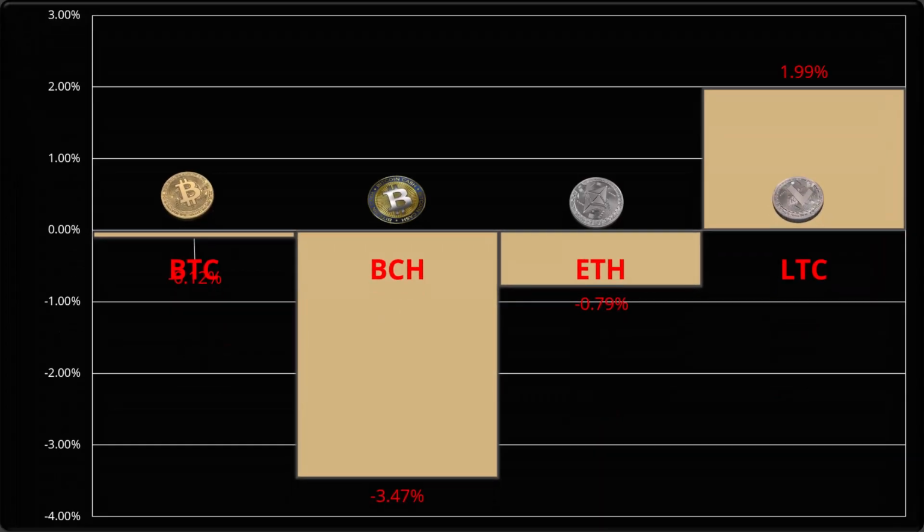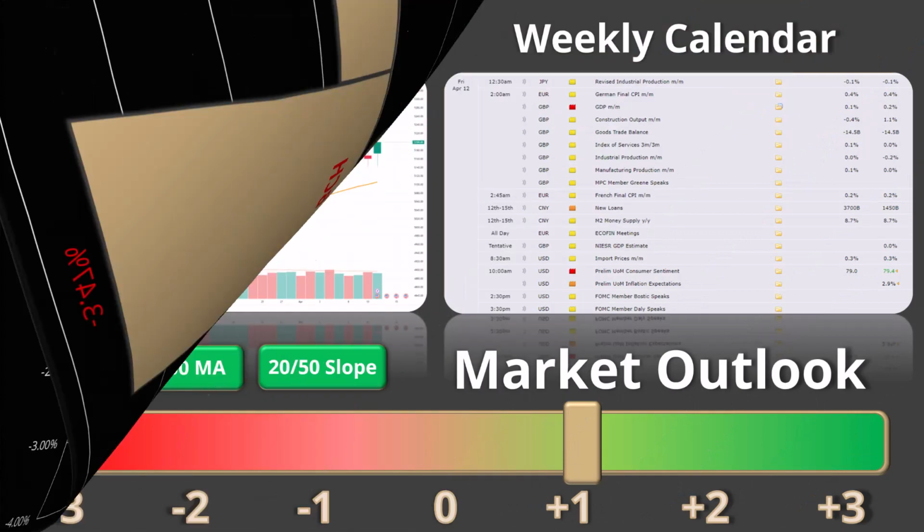Moving into the cryptos, Bitcoin completely flat. Bitcoin Cash, on the other hand, had a little bit of a pullback, 3.47%, which I'd expect. It's a super volatile thing, but it is still in its trend. Ethereum down 0.79%, Litecoin up 1.99%. Overall, folks, when you take a look at these charts, there is not much to look into, as there is little change on the cryptos.